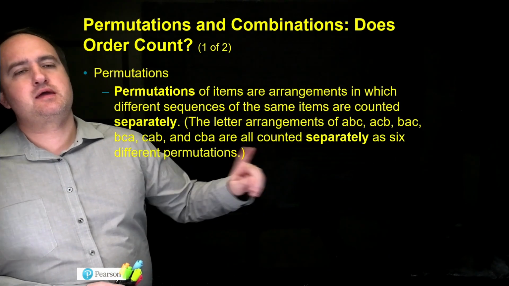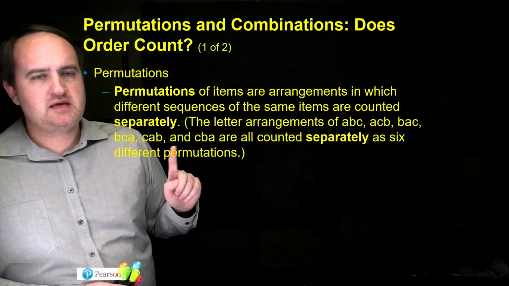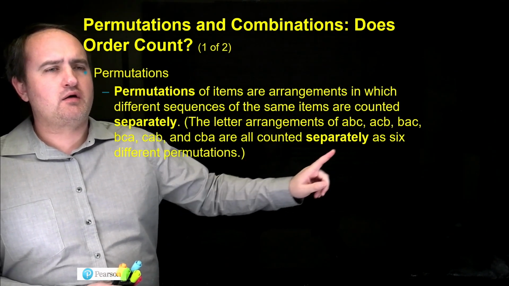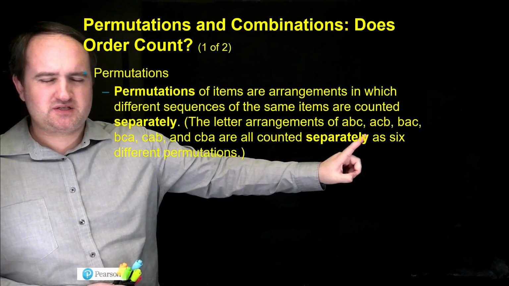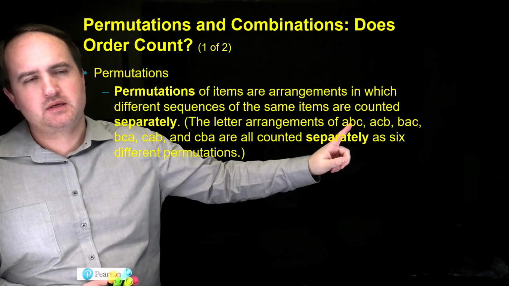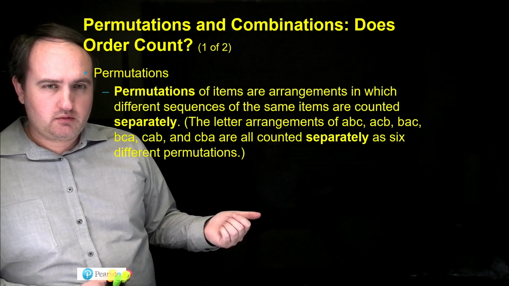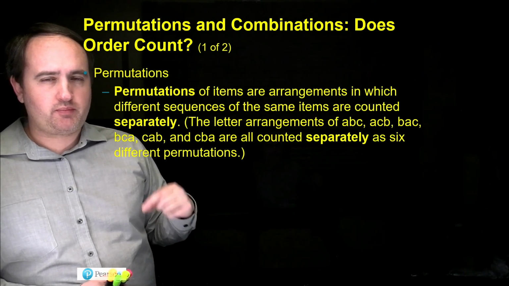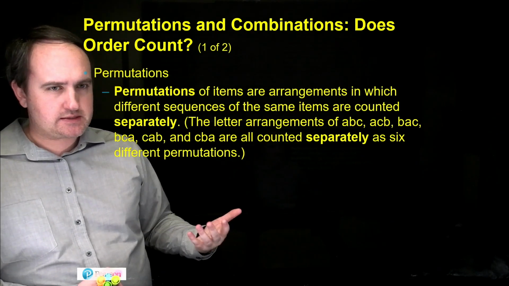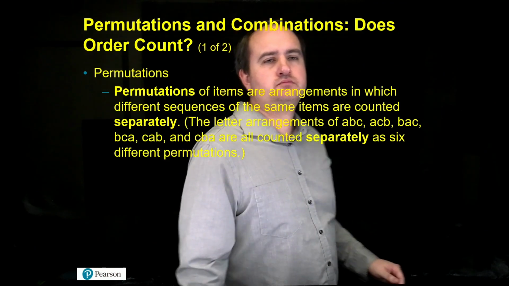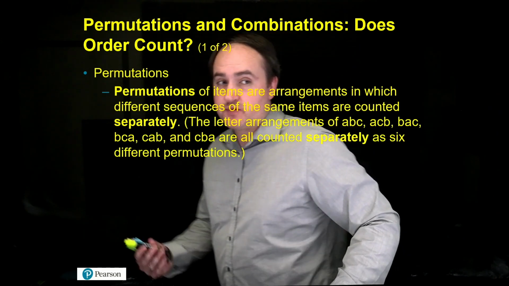And here in the book they say the letter arrangements of ABC, ACB, BAC, BCA, CAB, and CBA are all counted separately as 6 different permutations. But that's just the same as the factorial rule, because if we have 3 letters, then we would have 3 factorial total possibilities, which would be 3 times 2 times 1, which would be 6 times 1, which is 6. Okay? Cool. Okay, so that's permutations.